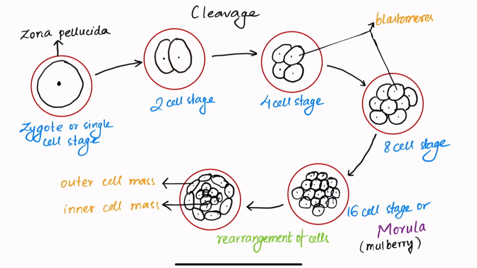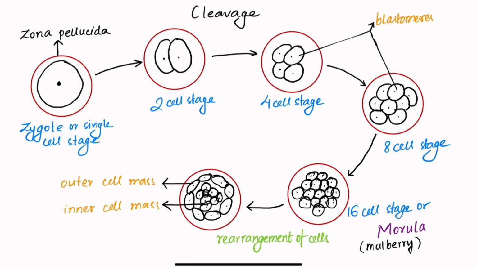The two cell stage goes through second cleavage or second mitotic cell division, forming four cell stage, 1, 2, 3, 4. The four cell stage goes through third mitotic division to form 8 cell stage. The cells that are formed from mitotic cell division are called blastomeres. The 8 cell stage again goes through another cleavage and finally forms a 16 cell stage.